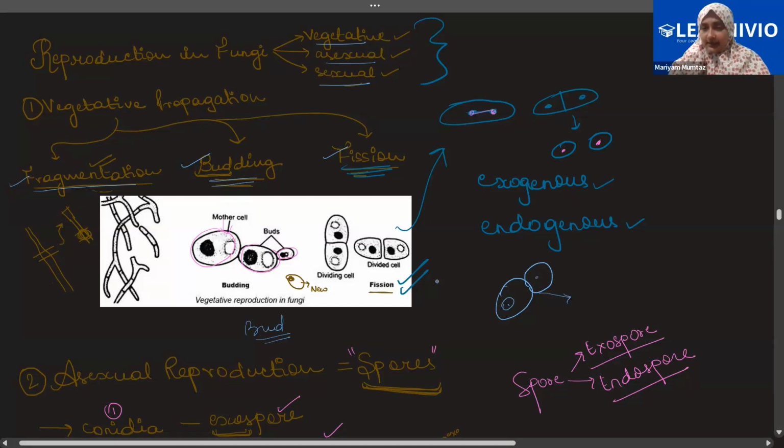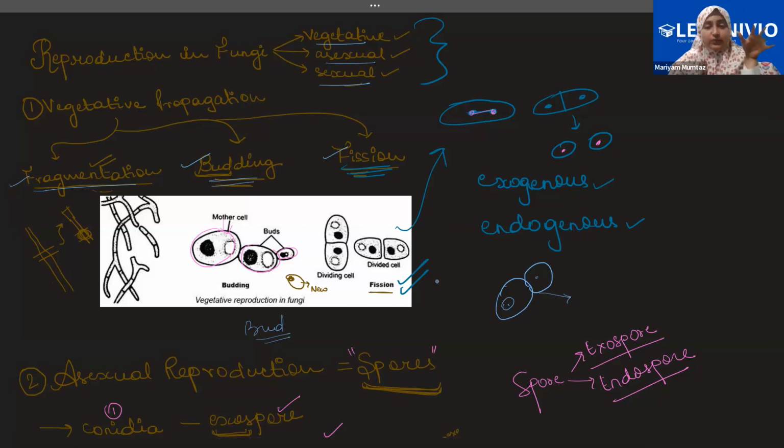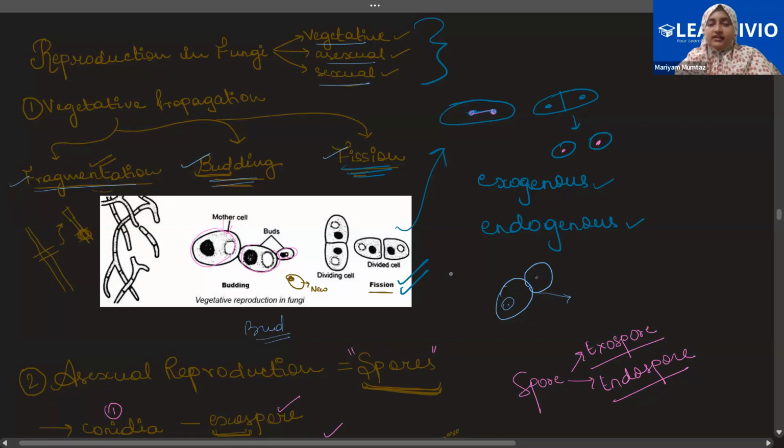So that is budding. Now talking about the next, that is fission. Fission is the kind of vegetative reproduction in which one cell divides into two cells. First, the nucleus will divide and then the cytoplasm. Right, so that is fission. Everyone remembers binary fission that happens in bacteria, right? Same thing, fission happens in the case of fungus as well.